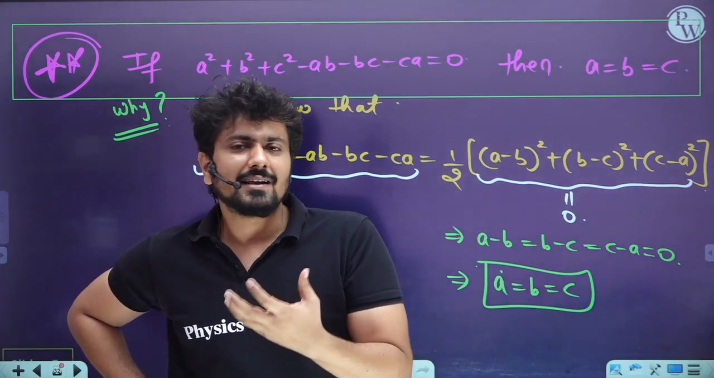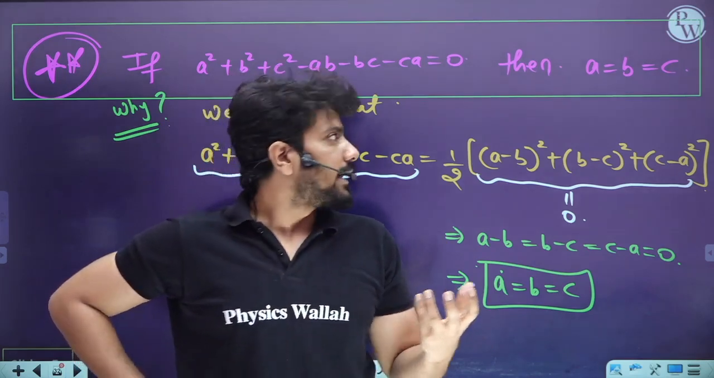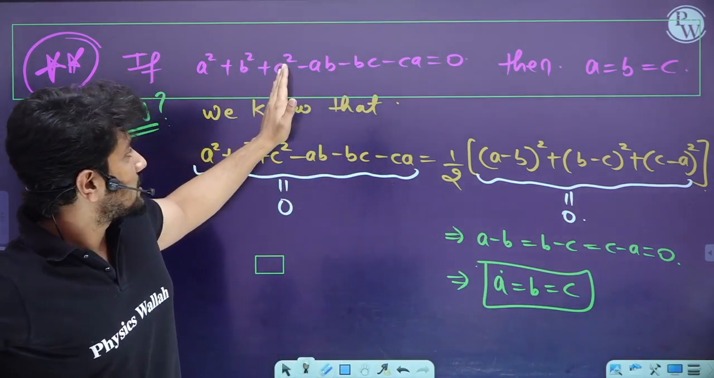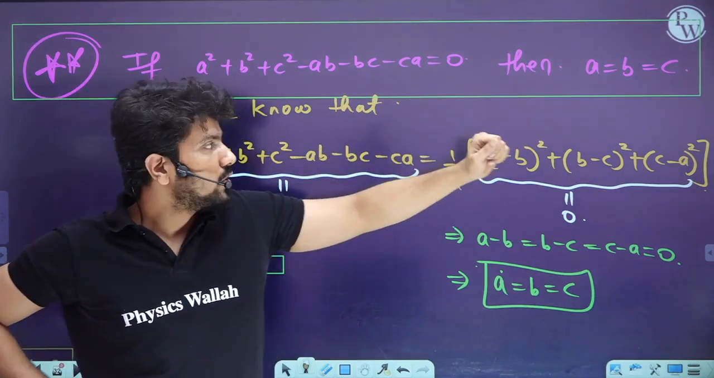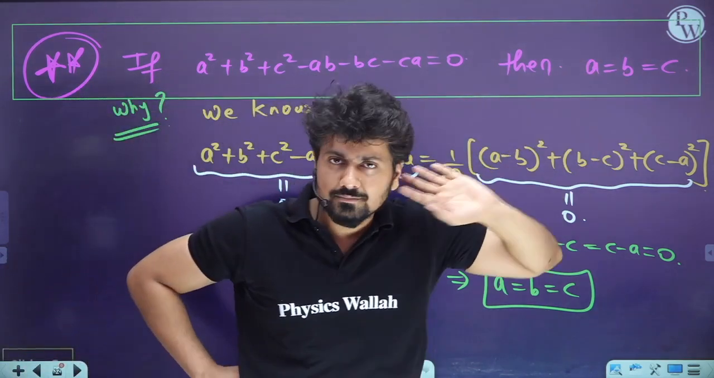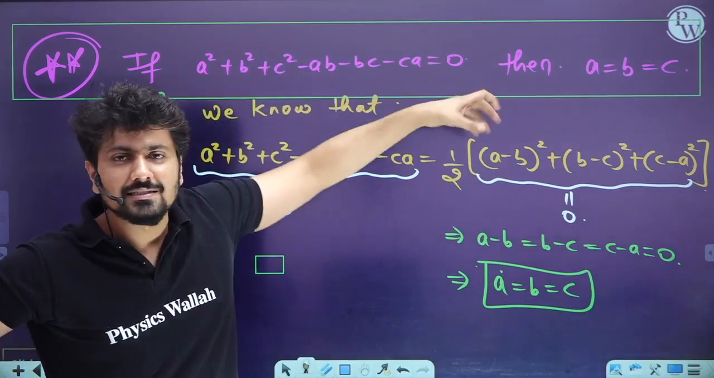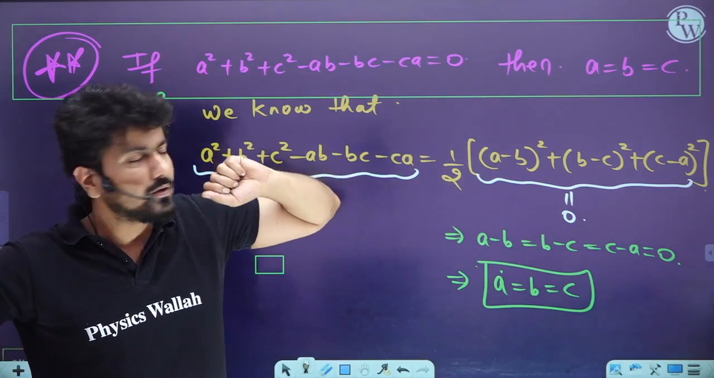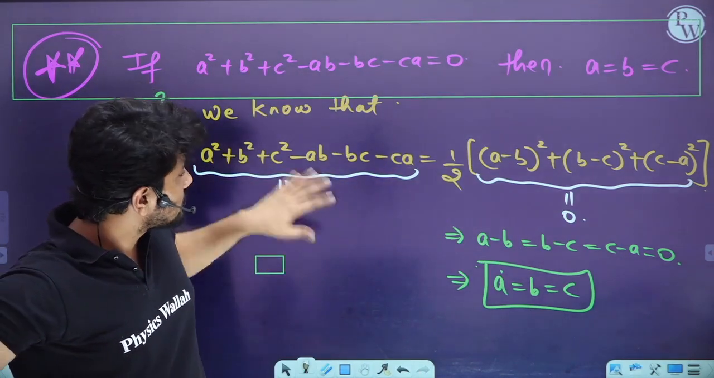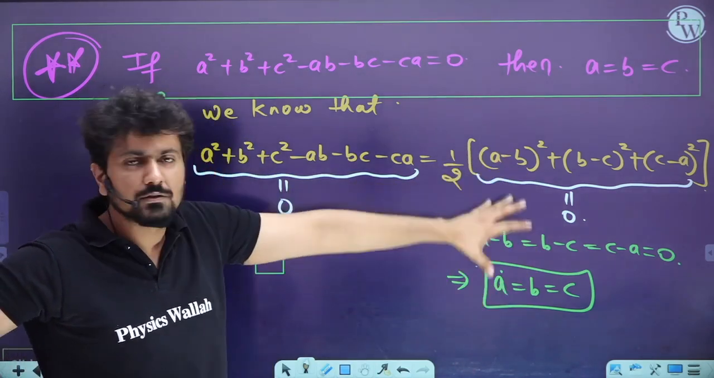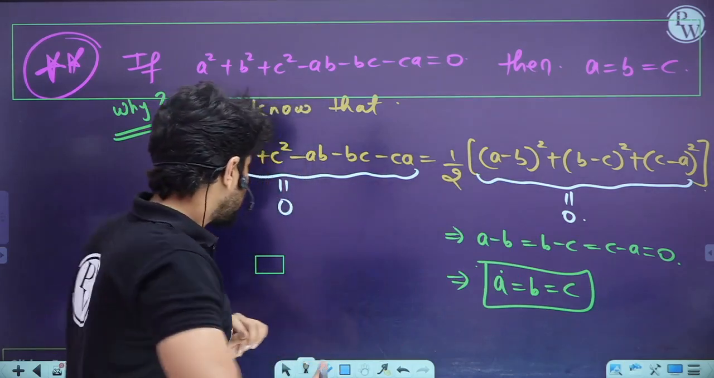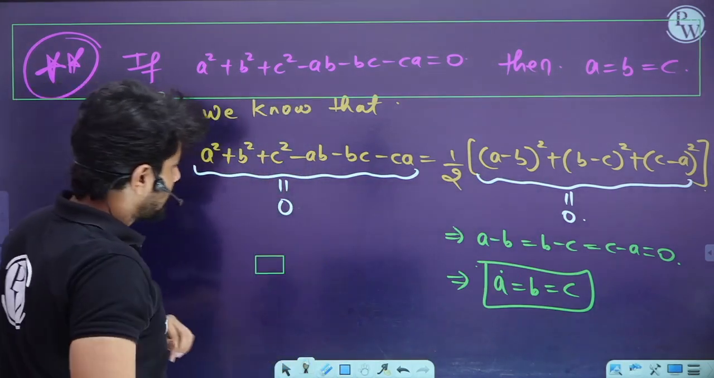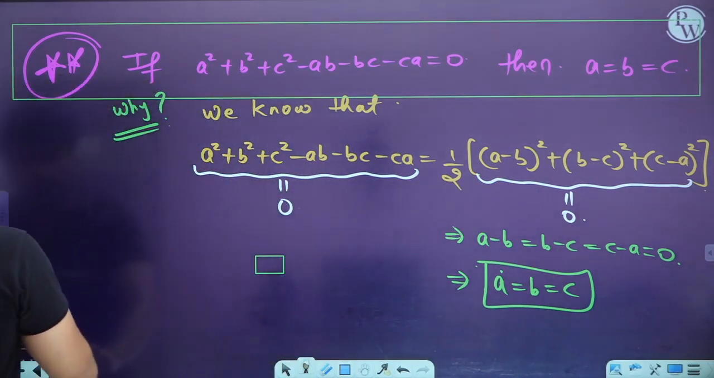If all of them are equal, you can take an example. Suppose 2, 2, 2: 2 square plus 2 square plus 2 square minus 2 into 2 minus 2 into 2 minus 2 into 2 will be equal to 0. Or you can take 3, 3, 3 and put it over here. You can see that it will be 0. We have also seen the exhaustive proof. This is how we prove this thing. Everyone clear so far?